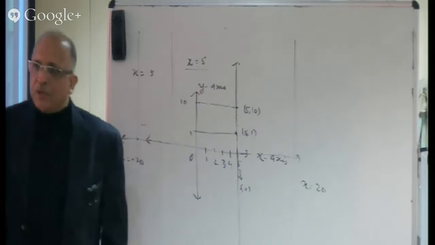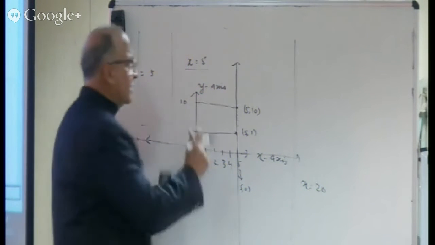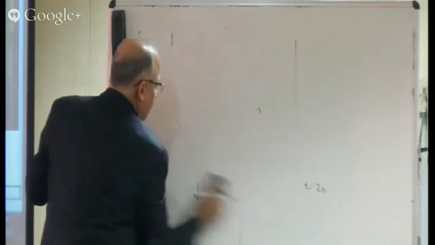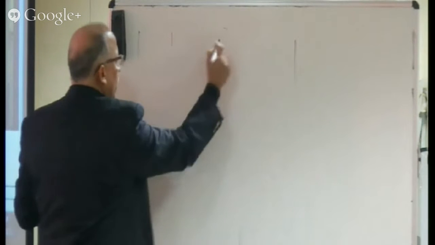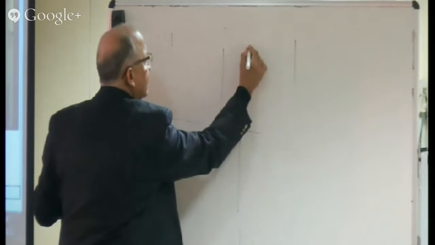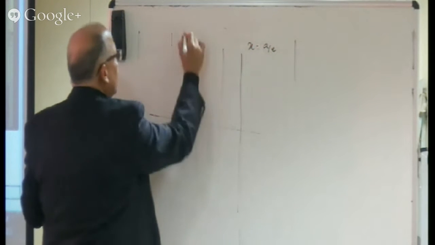So now coming to directrices, x is equal to a by e. When I say that the directrix is x is equal to a by e, it means that from the origin you have to go a distance a by e on the right hand side. So x is equal to a by e is one directrix.